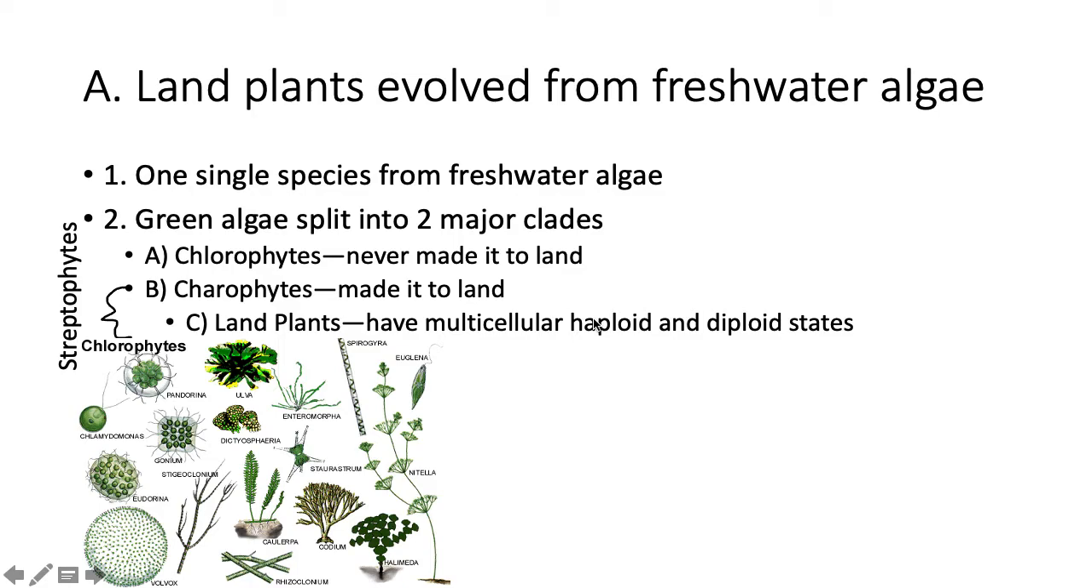So the land plants, they're multicellular. They have haploid and diploid states. So we're going to talk about the haplodiplontic life cycle, or alternation of generations, how plants go from a haploid state to a diploid state, and the life cycle of plants.